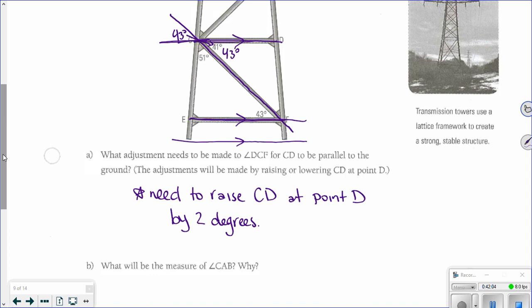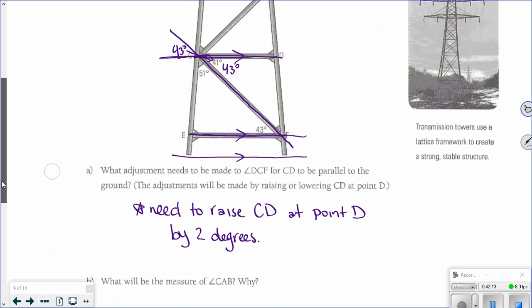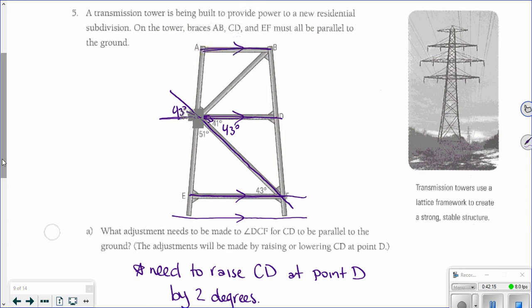The next part says, what will be the measure of angle CAB? So the angle that starts at C, goes to A, ends at B. So from C to A to B, this is the angle it's talking about. We want to know how big that angle is. Okay, and there's little bits and pieces that we kind of know already.